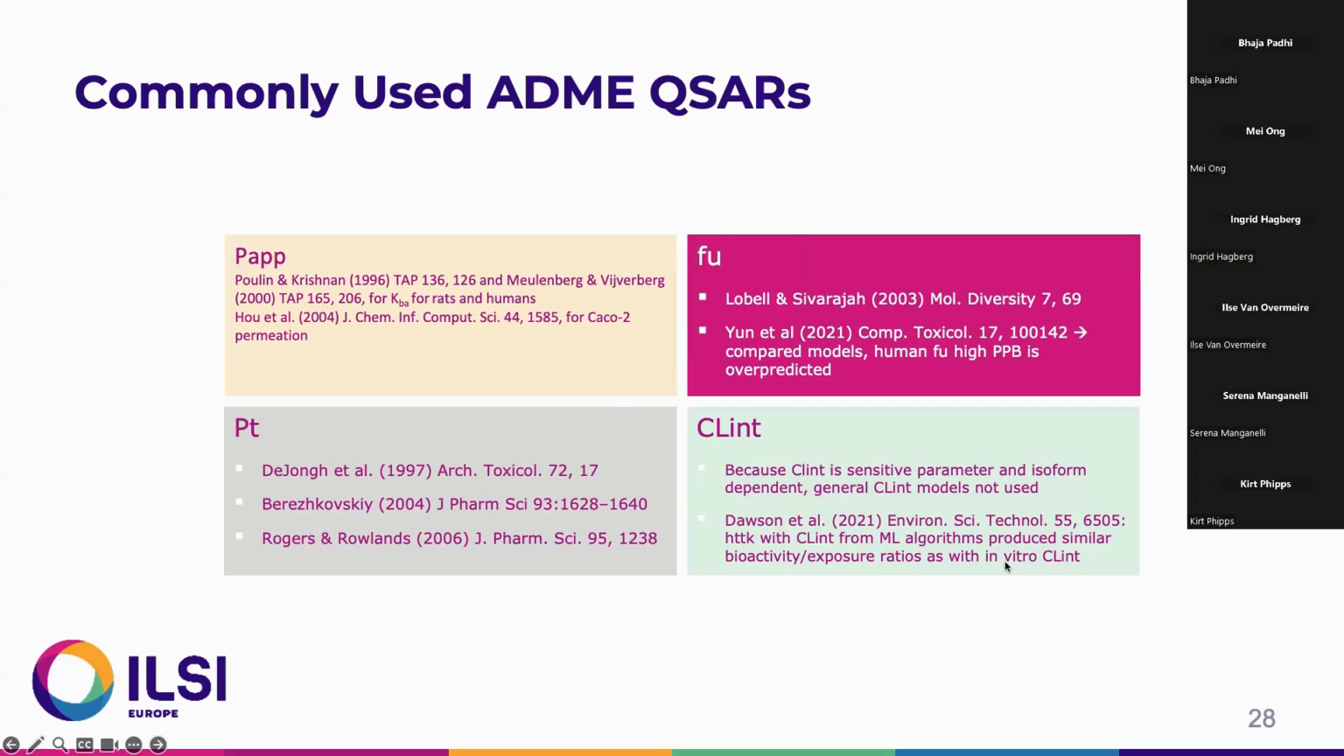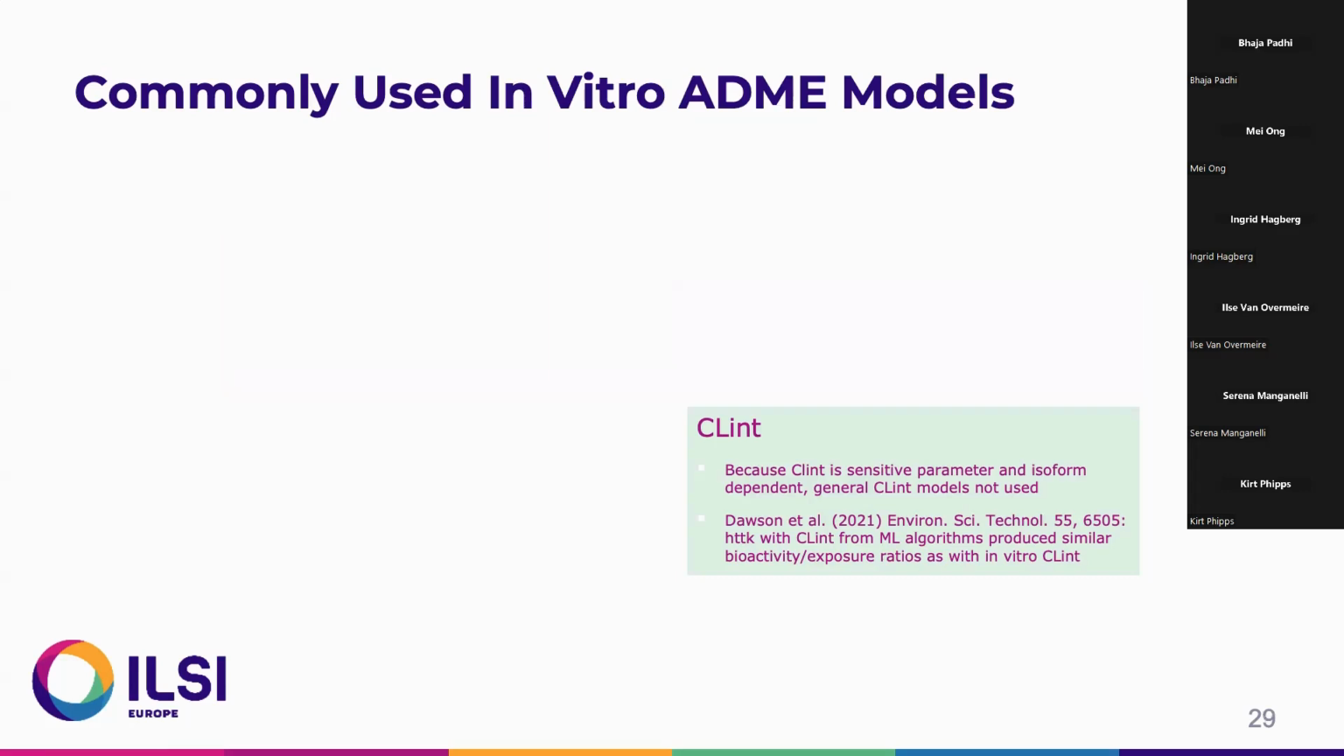Now, I also will say that there are no good intrinsic clearance, or at least quantitative intrinsic clearance estimating tools or QSARs available. Although I would say that with the advent of artificial intelligence and making better databases, I think we are coming close to developing some good ones. But for now, I would say please use in vitro assays to estimate your intrinsic clearance of a compound.